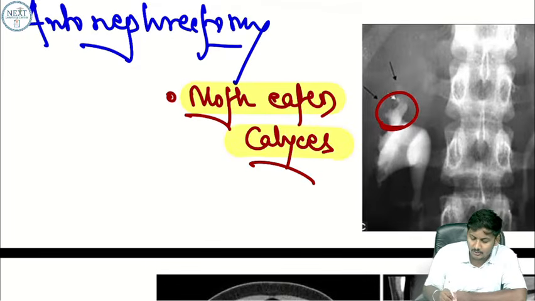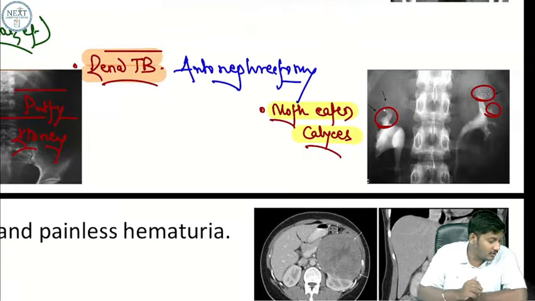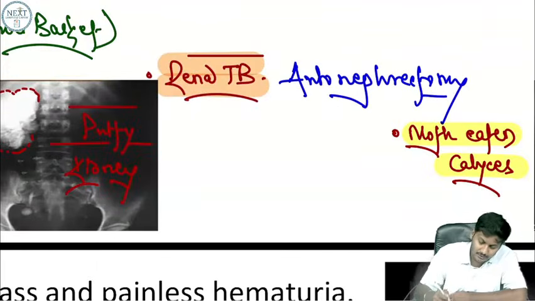We know beta that autonephrectomy is a feature of renal TB, but autosplenectomy is seen in sickle cell anemia beta. That is important to be remembered. Clear? Important is beta in cases of renal tuberculosis.